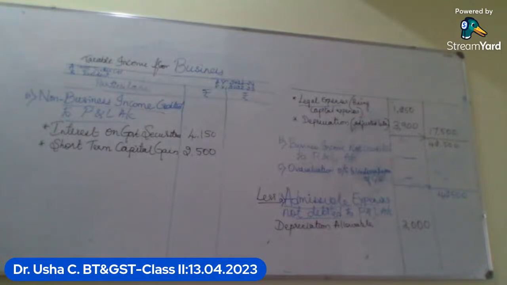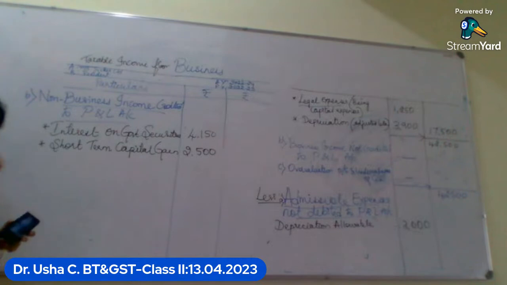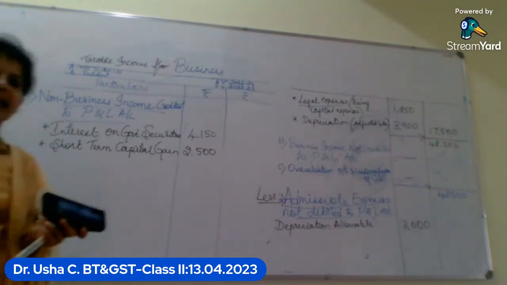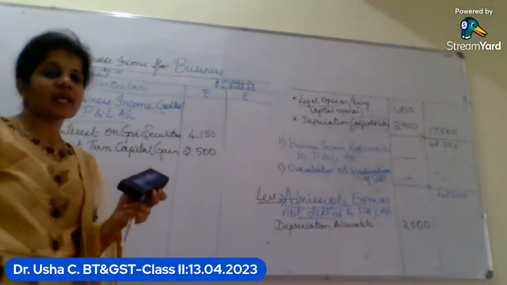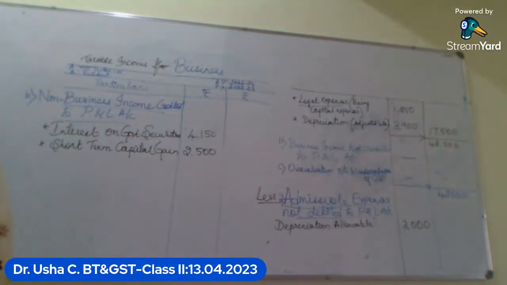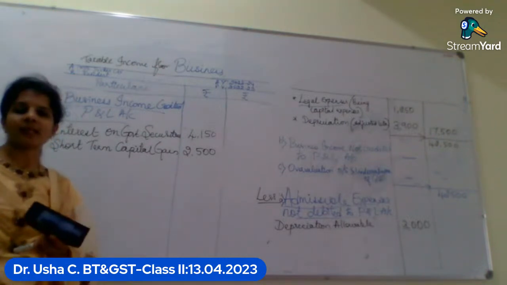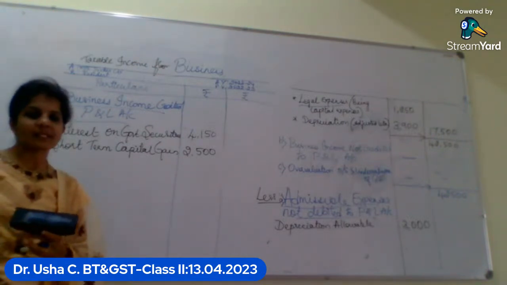2,500 is short-term capital gain. Next item is bad debts recovered. See, look at here. They have given bad debts recovered in bracket. They mentioned it is previously allowed. Previously allowed means we can even allow it as an income. When earlier it was allowed as an expenditure, now we can consider this as an income. So ignore it because it is a business income.